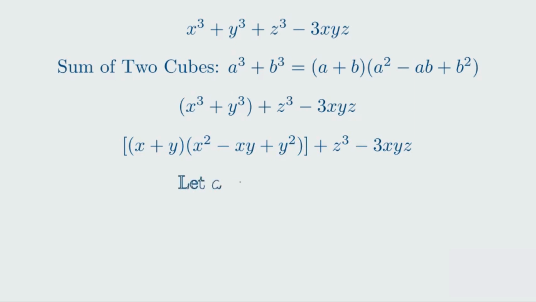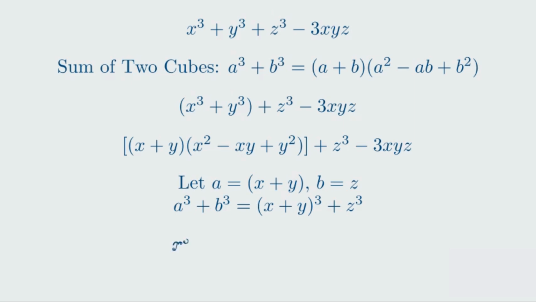Let's rewrite the expression to highlight this. We have the quantity x plus y cubed plus z cubed, and then the original terms are adjusted. Let's simplify the original expression further. The term x plus y times x squared minus xy plus y squared is equal to x cubed plus y cubed. So we have x cubed plus y cubed plus z cubed minus 3xyz.